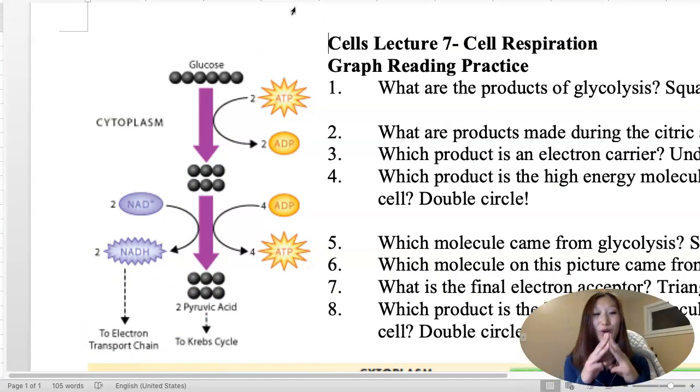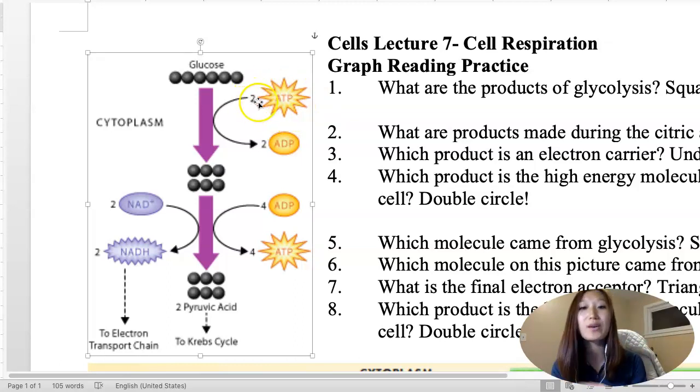Okay, we start with glucose. That's what we generally start with, the six carbon molecule glucose. And then we go through glycolysis where we break the glucose into two pyruvates or two pyruvic acids. During this process, you need something called ATP to activate the process as the initial spark that allows these bonds to break. So we put in 2 ATP and we get 2 ADP out of it.